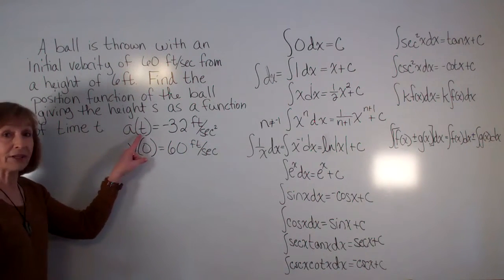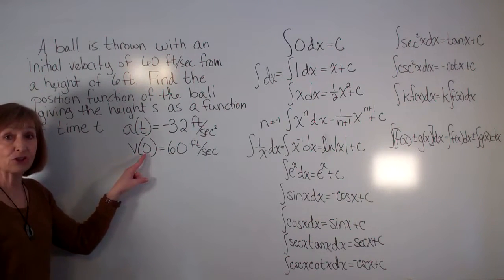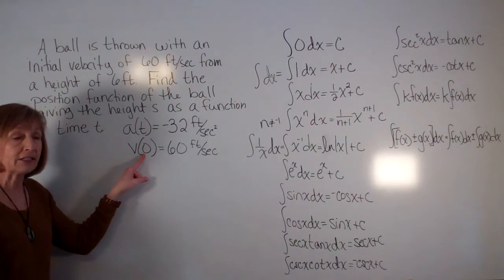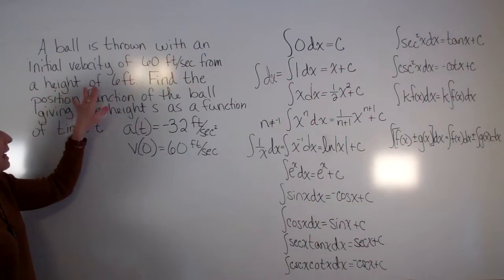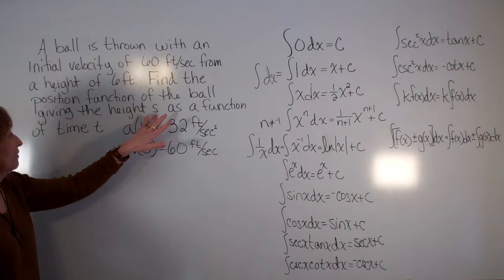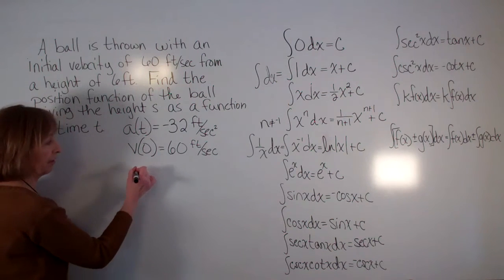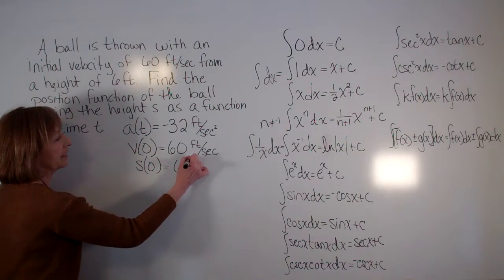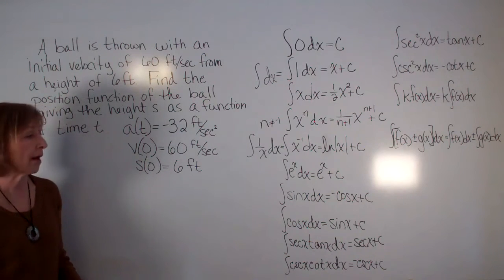And notice, for acceleration, that's for all time. But for the velocity, that's changing over time. So we're just saying the velocity specifically at the initial condition, time equals 0. And then it also says, from a height of 6 feet. Well, if I'm looking at this height as s as a function of time t, then 6 feet is my initial position of the ball. So s of 0 is equal to 6 feet. And that's just gathering the information out of the problem.